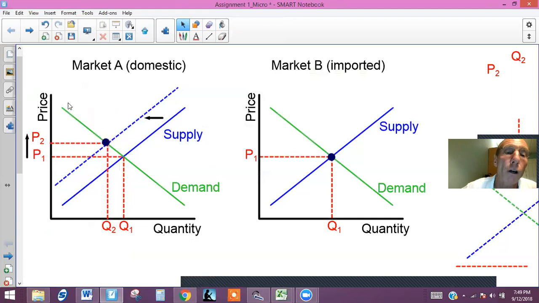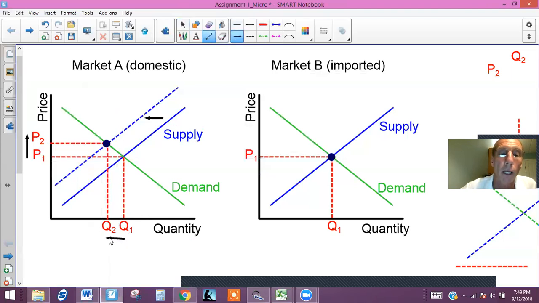So whenever a variable inside the model, in this case price or quantity, changes, there's going to be a movement along the line. And that's why we move up the demand curve to a new equilibrium. So we've got less overall supply, a higher price, and lower quantity, okay?